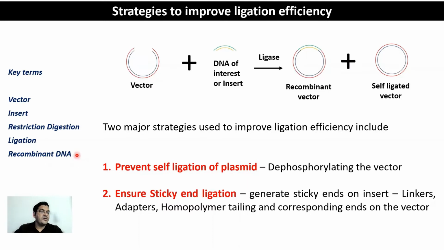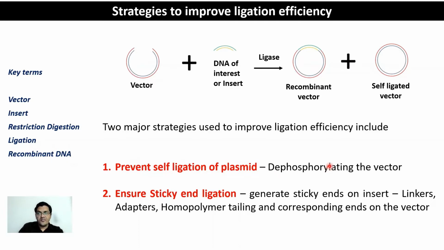Ligation and recombinant DNA: basically two DNA molecules which may be of independent source, when they're joined together into a single DNA molecule, that is a recombinant DNA. And this joining of the two DNA molecules into a single DNA molecule is brought about by ligase, and the process is known as ligation.